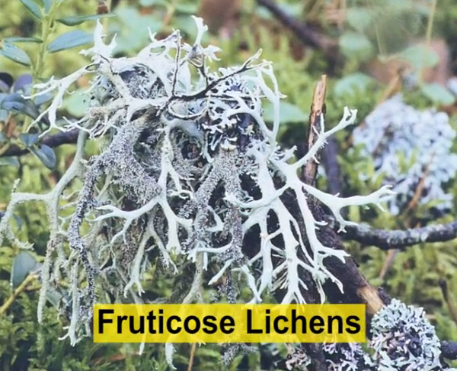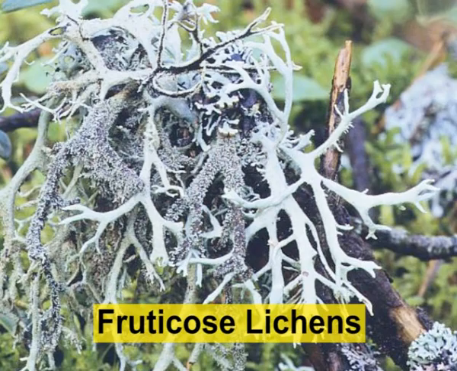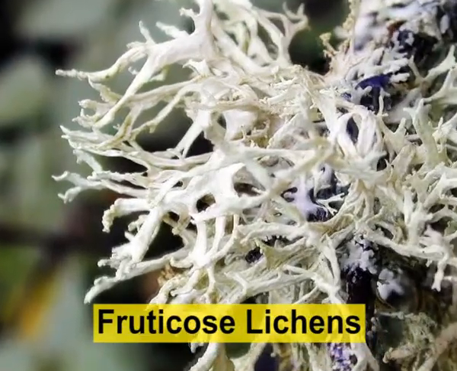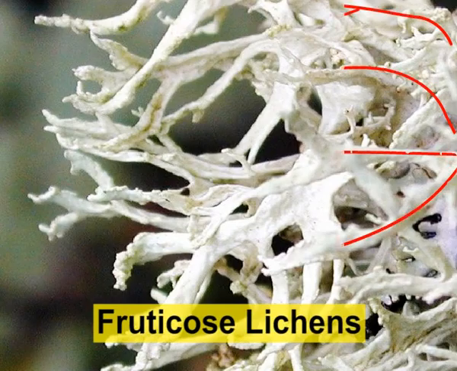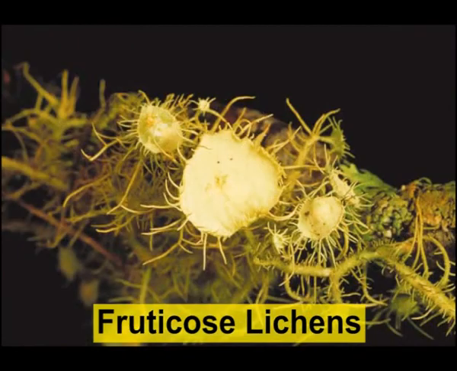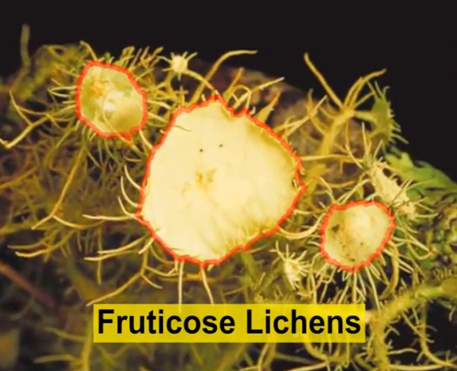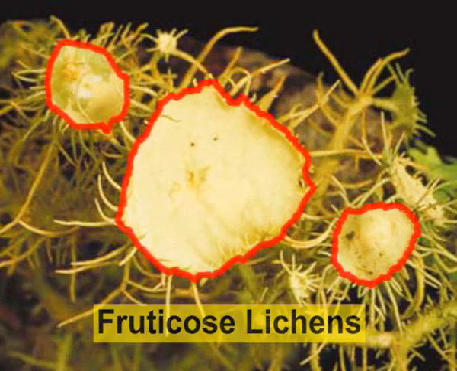Fruticose lichens have a small bushy thallus. Many fruticose lichens do indeed look like miniature shrubs, and the thallus is highly branched, as shown here in the visual. Notice the cup-like items at the end of many of the lichen branches. These are the reproductive cups, which are fungal in nature.